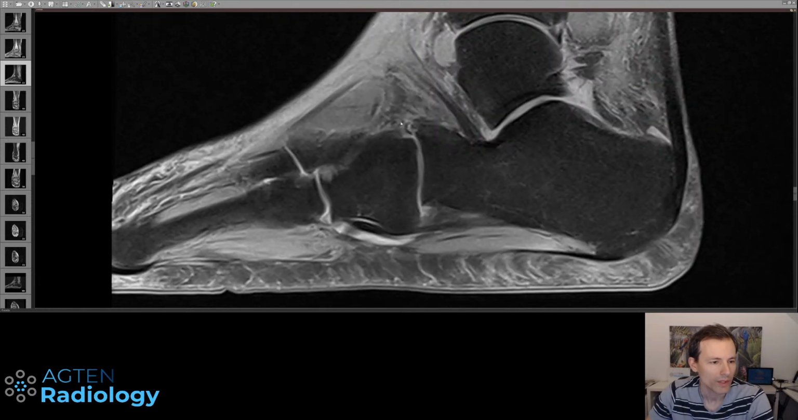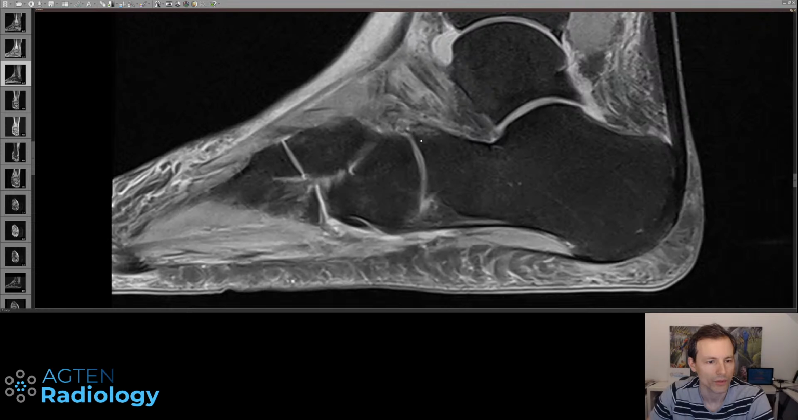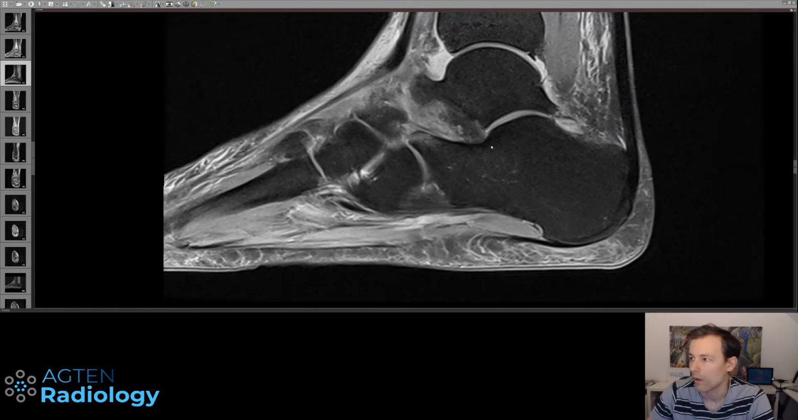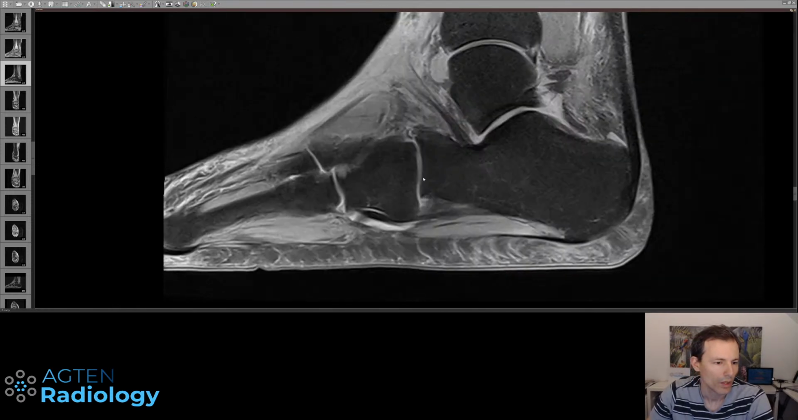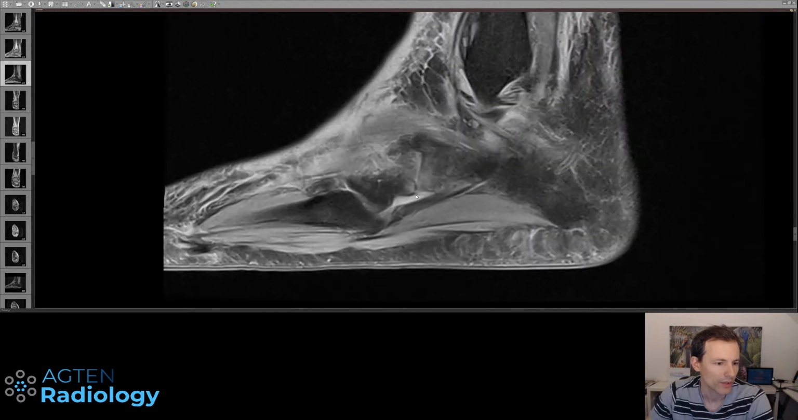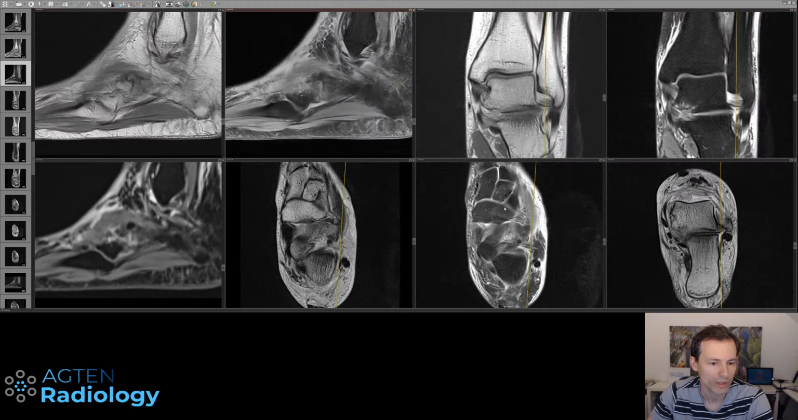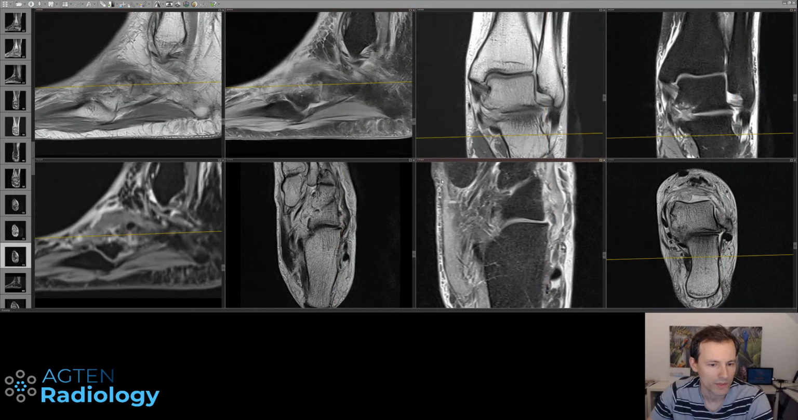So this is already a finding we have to keep in mind, because we now have to focus really on the Chopart joint line to see whether there is any other injury. Okay, cartilage here is good. Cuboid, maybe a little bit of bone marrow edema here, but this might also be a partial volume. We can check on our other sequences here.